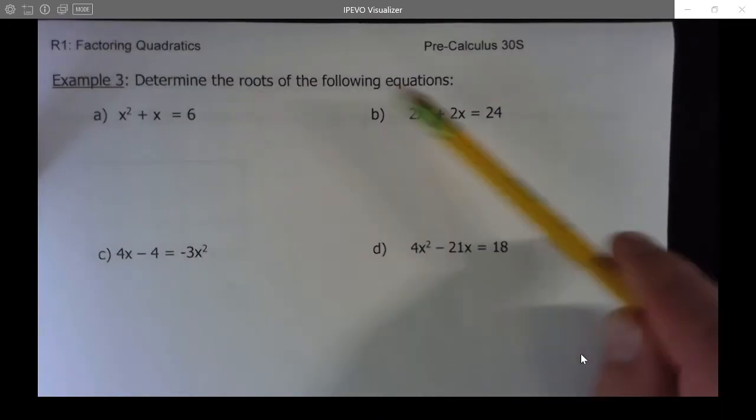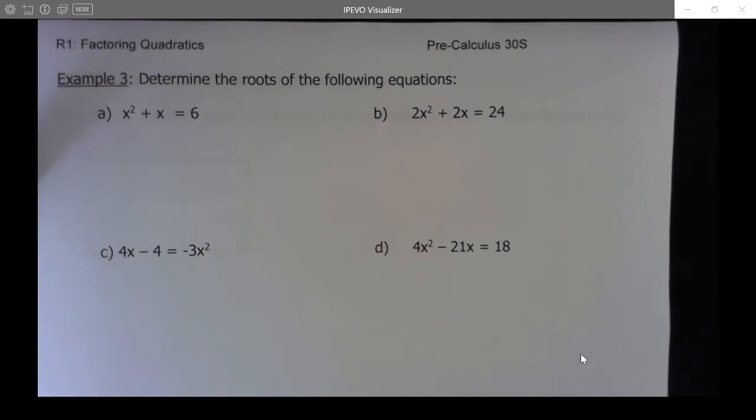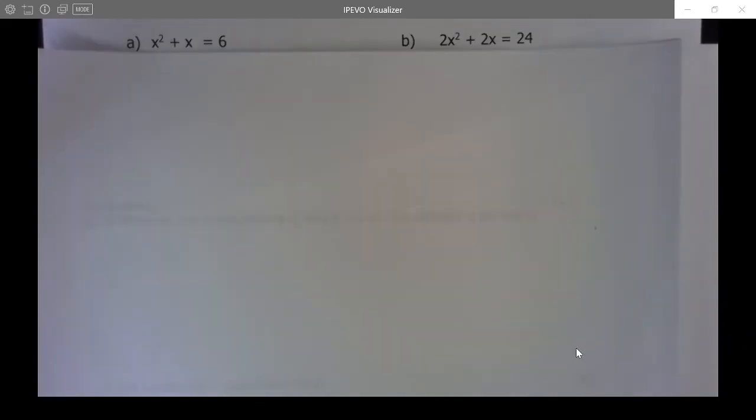Let's see, there are 1, 2, 3, 4, 5, 6, 7 questions, 30 seconds per question. That is 3.5 minutes. Why don't we see if in 3.5 minutes you can solve all these by factoring. So on your mark, get set, go. And time is up. How did it go, peoples?